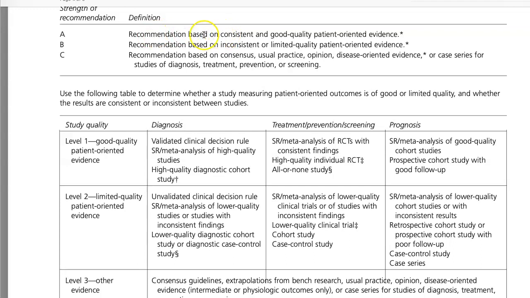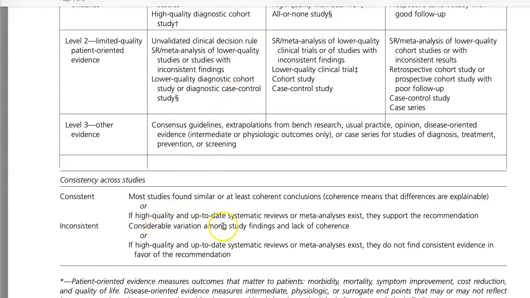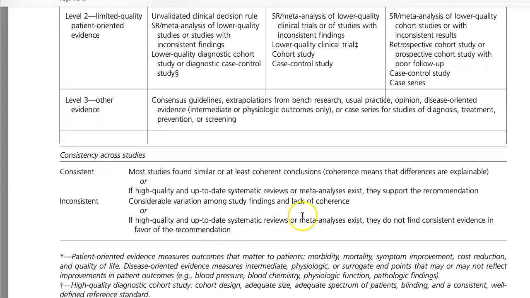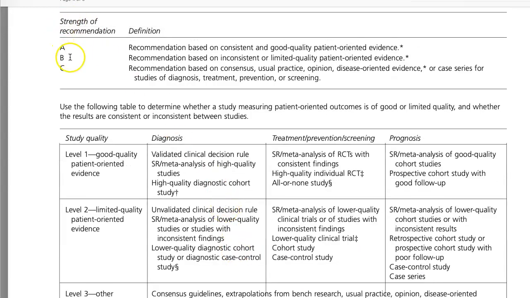If all our outcomes or the findings from the research of the articles that you are finding are consistent and they're good quality designs, that would be an A. If they have a recommendation based on inconsistent, what's inconsistent? Considerable variation among study findings or lack of coherence, or if high quality and up-to-date systematic reviews or meta-analyses exist, they do not find consistent evidence in favor of the recommendation. That's what a B is.